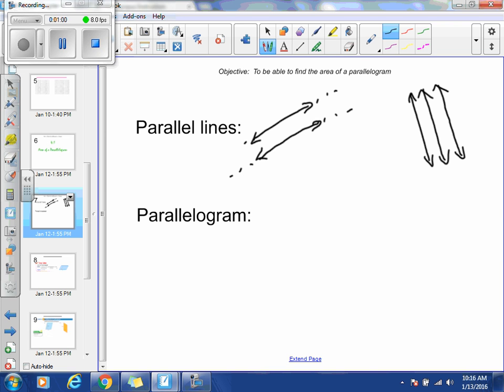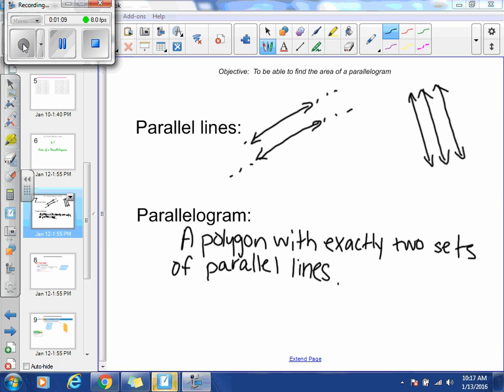A parallelogram then is a polygon with exactly two sets of parallel lines. Feel free to copy that down if you need to. A polygon or a shape with exactly two sets of parallel lines. A few examples of parallelograms are squares. This line right here is parallel to this line right here, so there's one set of parallel lines. This line right here is parallel to this line right here, so every square is a parallelogram.